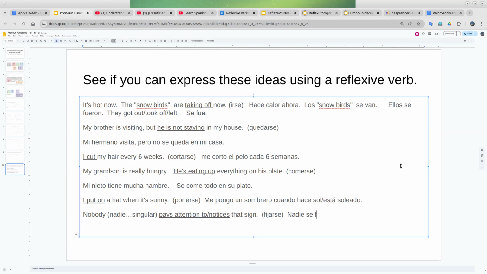Fija. But we don't want that to sound like a J. We want it to sound like a ja. Fija. Nadie se fija en ese letrero. Letrero is a sign, see? En ese letrero. Nobody notices that sign. Nadie se fija.